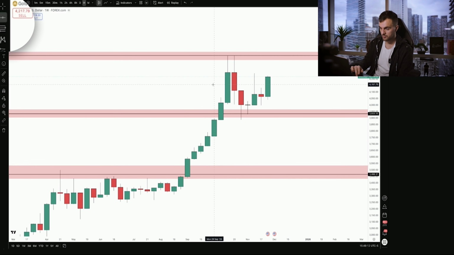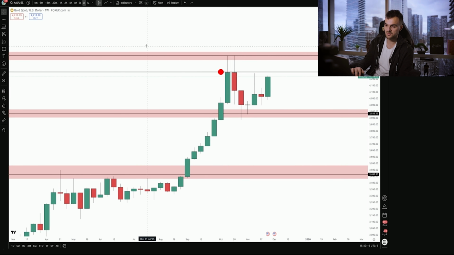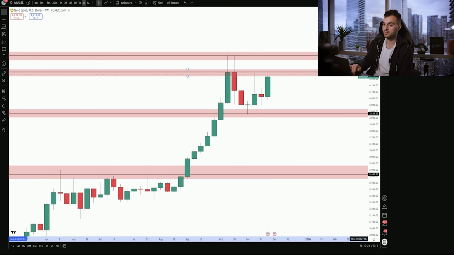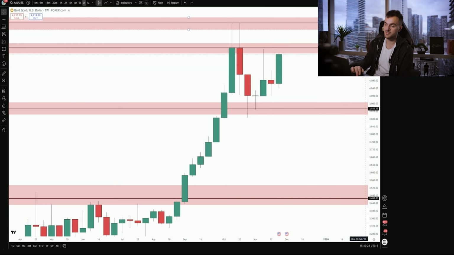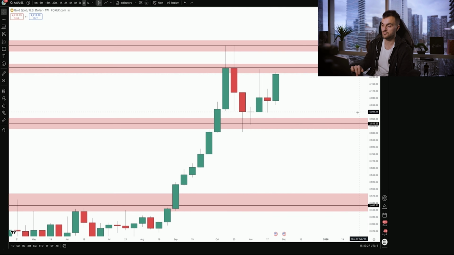I could now mark bodies of the candles. So I can take the wicks, right? And I can also mark these bodies of the candle like here, bam. So that would be a key level that we're looking like we're approaching soon on gold.